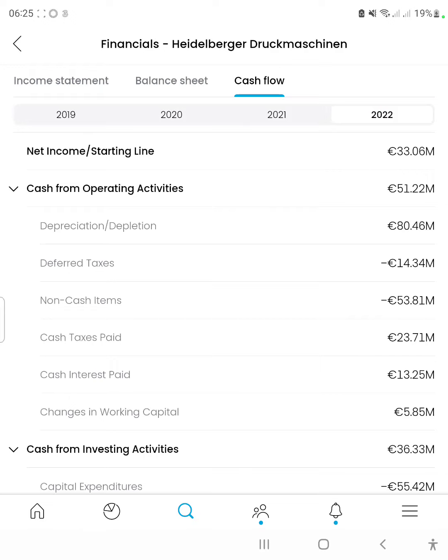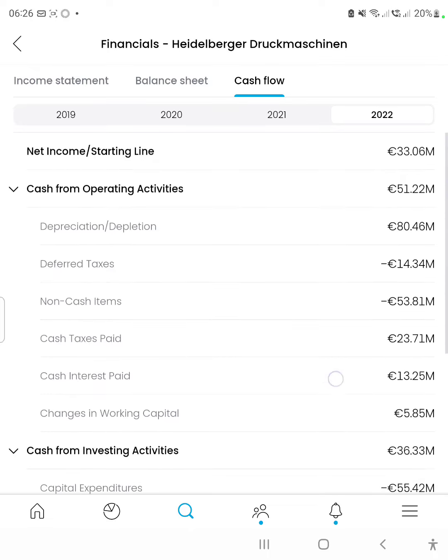The starting line, 33 million euros for 2022, 2021 negative 42, and 2020 was negative 343, and 2019 was 20 million. So overall, if you factor in all 4 years and divide by 4, it's about negative, around negative 60 to 80 million euros consistently over the past 4 years, which is just not very good at all.